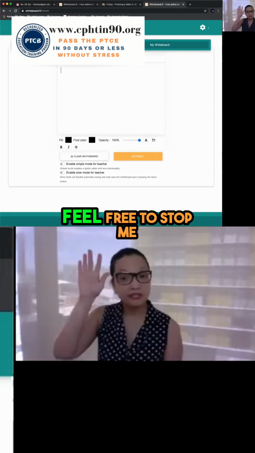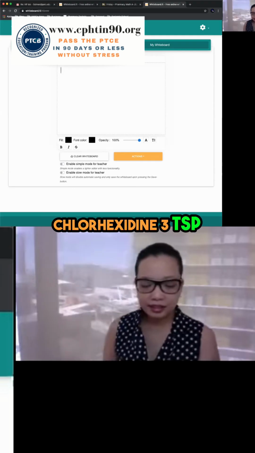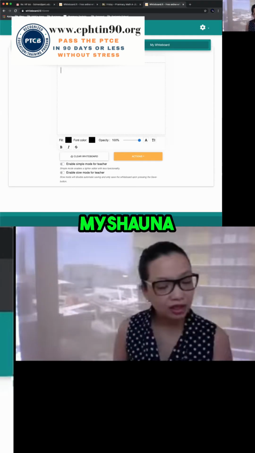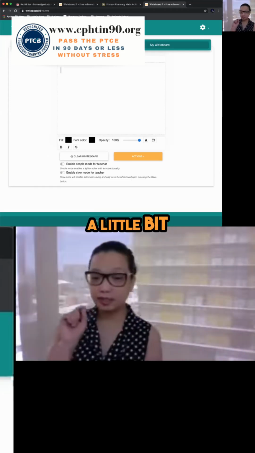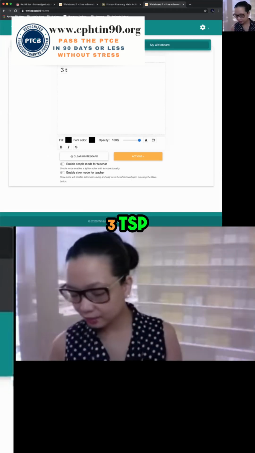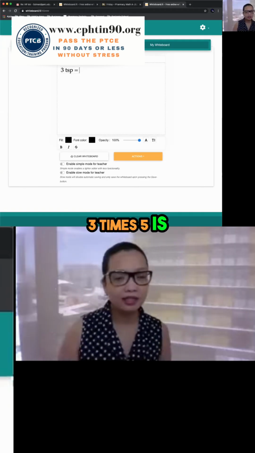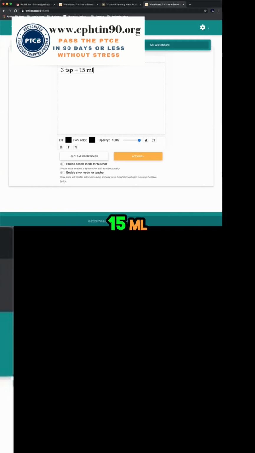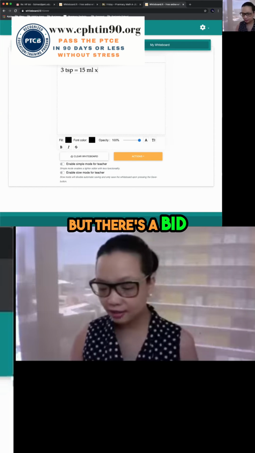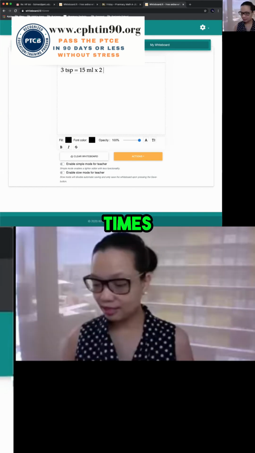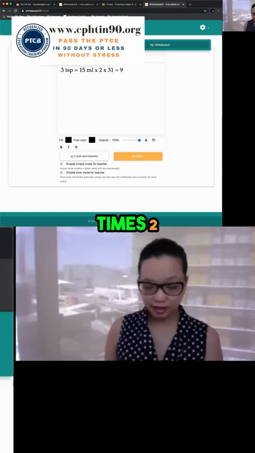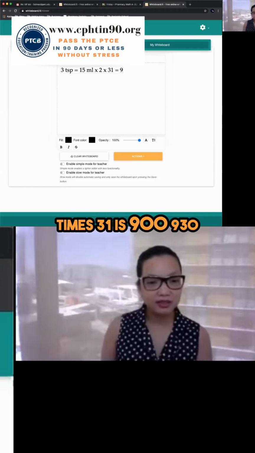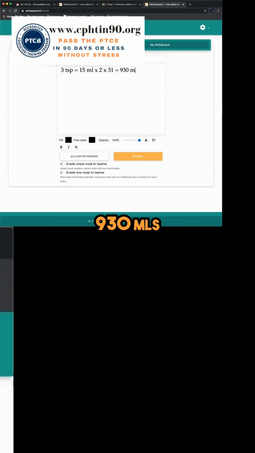Hands up. Okay. Feel free to stop me. Chlorhexidine, 3 TSP BID times 31 days. Quantity would be? 1,395 ml. Okay, why? 3 TSP would be 3 times 5 is? 15 ml, correct? But there's a BID. So times 2. Times 31. That would be? 3 times 5 is 15 times 2 times 31 is 930. What's the answer? 930 ml.